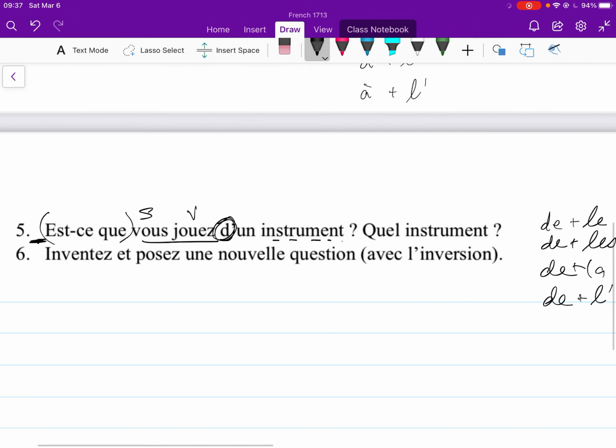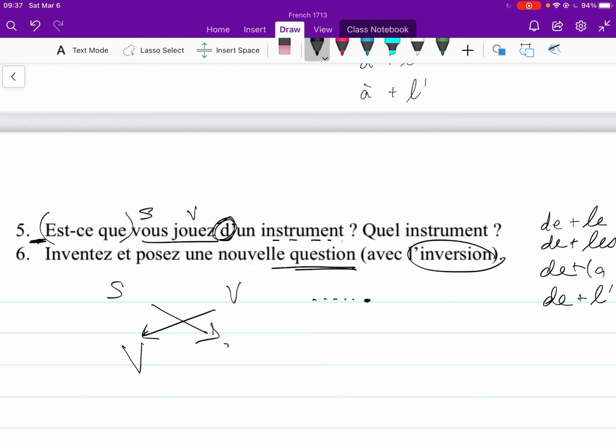Numéro 6, inventer et poser une nouvelle question avec l'inversion. So you're creating a question with the inversion. It can be anything you want to ask me. Just keep it really simple so that you can get your points and move on. Remember that the inversion goes from a normal subject verb sentence structure, and what you're doing is you're changing the order: verb, then subject, and adding a hyphen in between and a question mark.